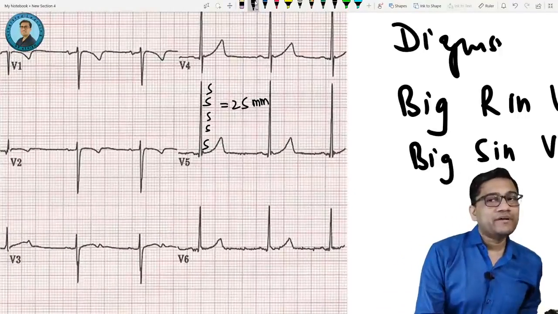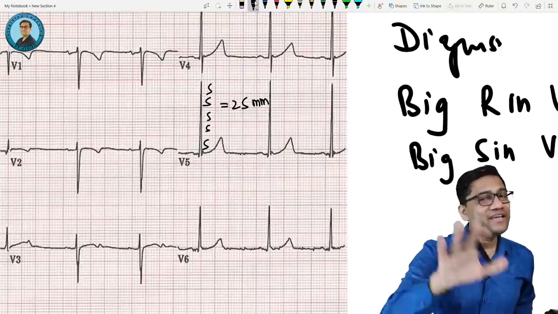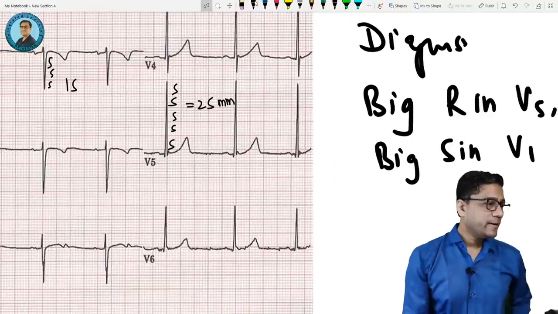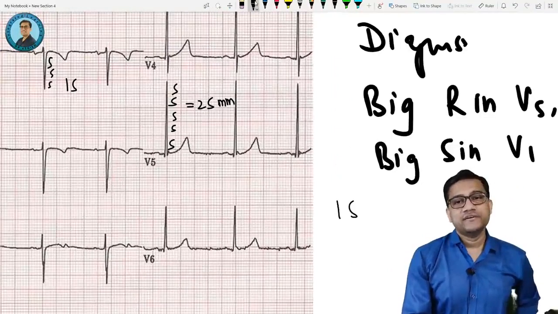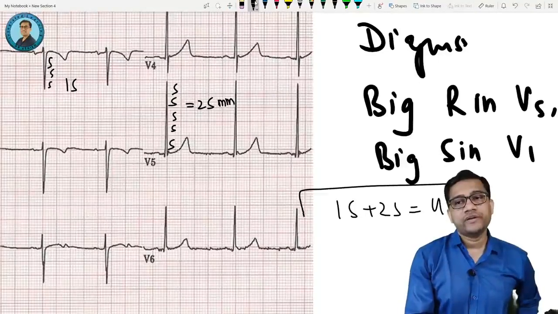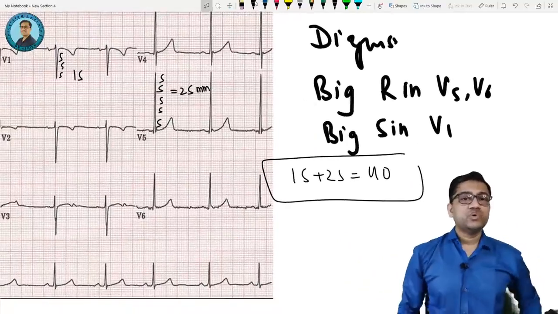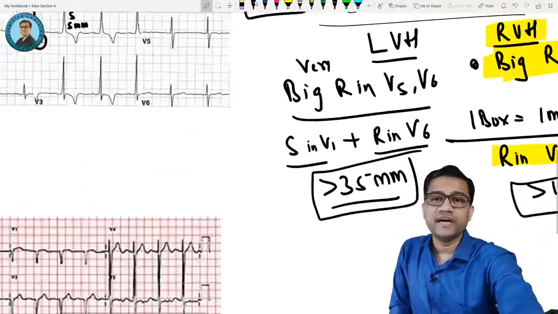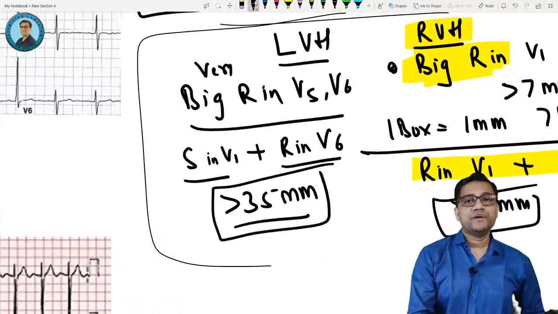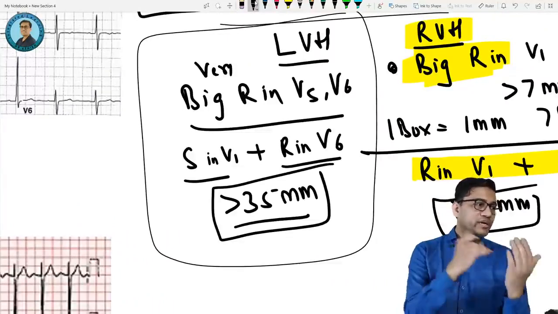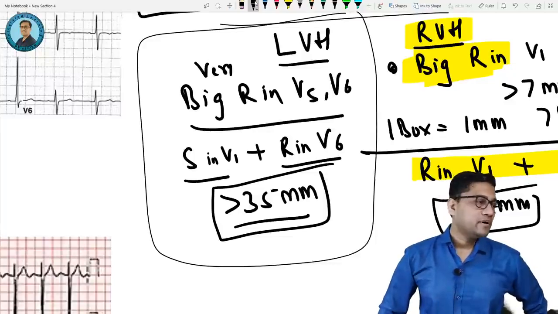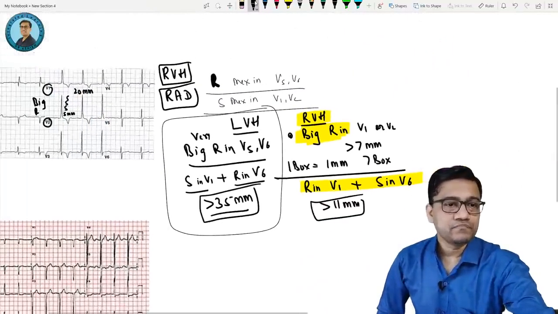And remember the formula. We have to add the R in V5, V6 with the S in V1. So, how many boxes is the S? 5, 5, almost 5. So, we can take 15. Can you take 15? Fine. So, if you add, 15 plus 25, 40. Are you clear? So, which hypertrophy is this? Left ventricular hypertrophy. Okay. Done.